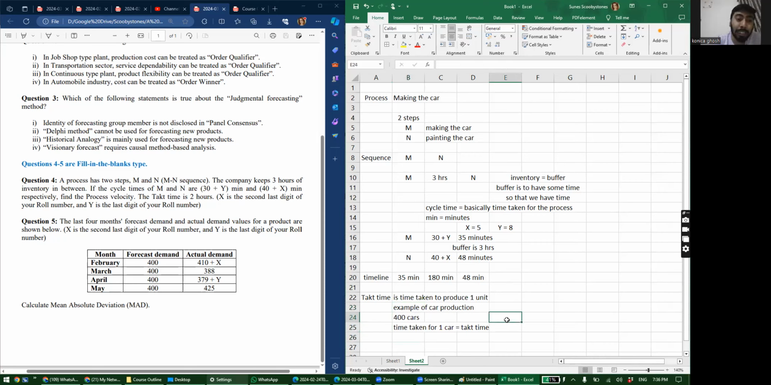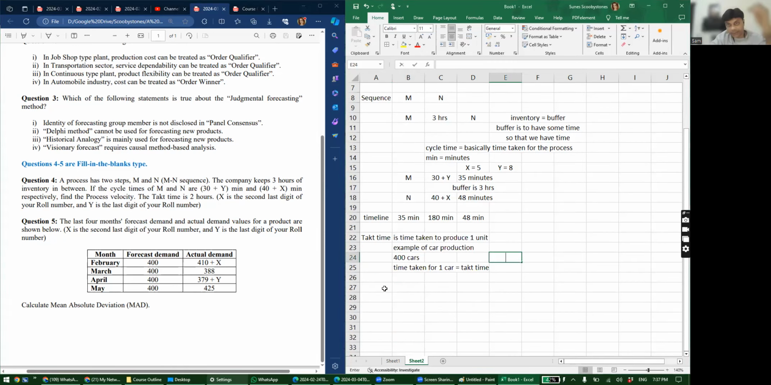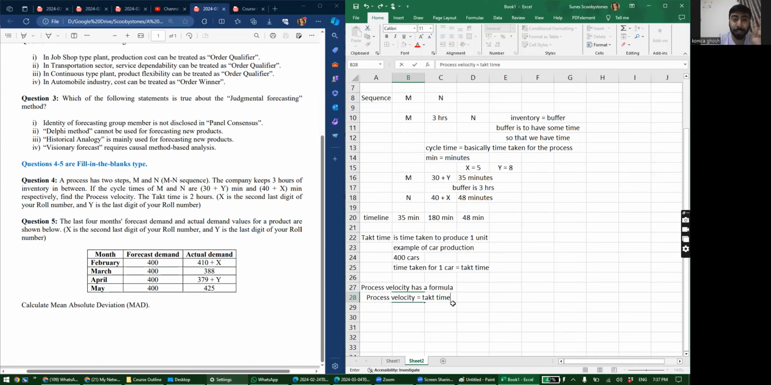Now if you go through the chapters, this process velocity has a formula. The process velocity formula is nothing but your takt time divided by your total cycle time. Takt time by total cycle time. Yes, this is the formula. If you go through the chapters, you will definitely come across this formula somewhere. There has to be a formula: takt time by total cycle time.